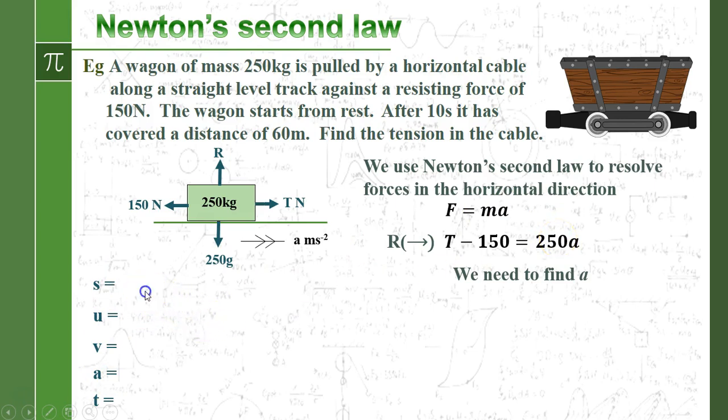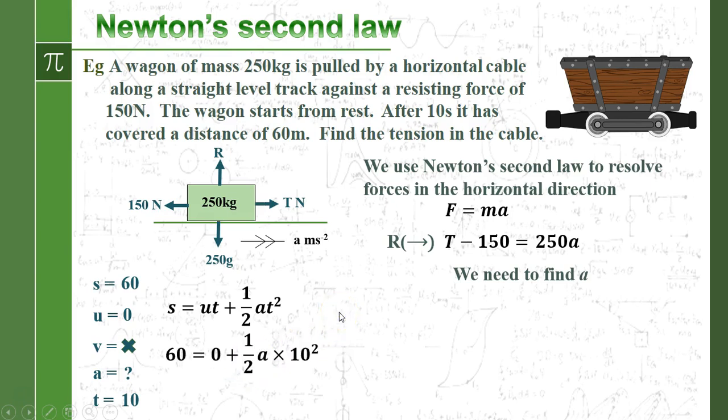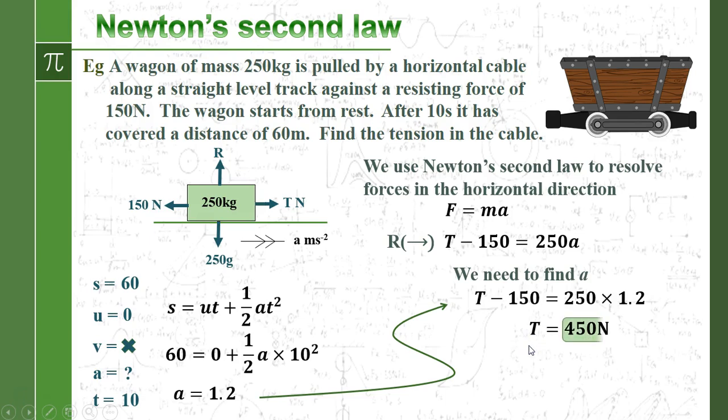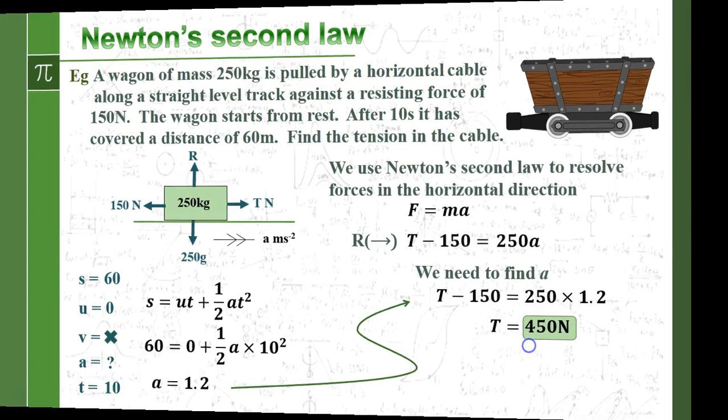So SUVAT: s is 60. u says starts from rest, so that's 0. v, I don't know, don't need, don't care. a is the thing I'm trying to find. t is 10 seconds. So what are we going to do? We're going to use the one that doesn't involve v, so that would be s equals ut plus half at squared. Plug in the values, and we end up with a value of a that's 1.2. And that's done the job I needed. So now I can take my value of acceleration from my SUVAT and put it into this equation here, and that allows me to work out the tension.